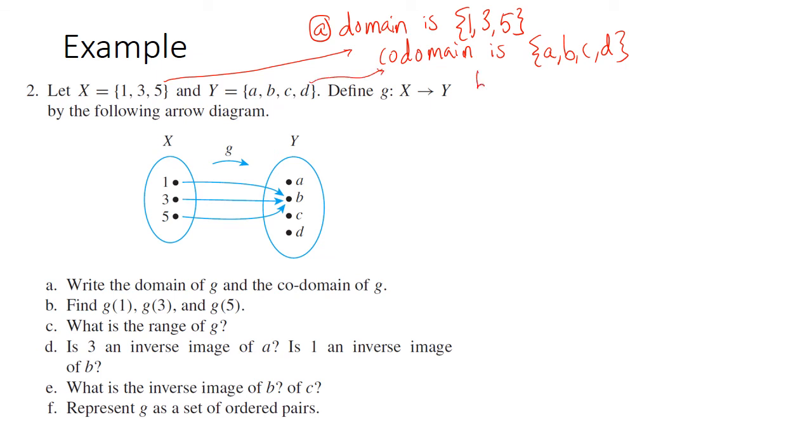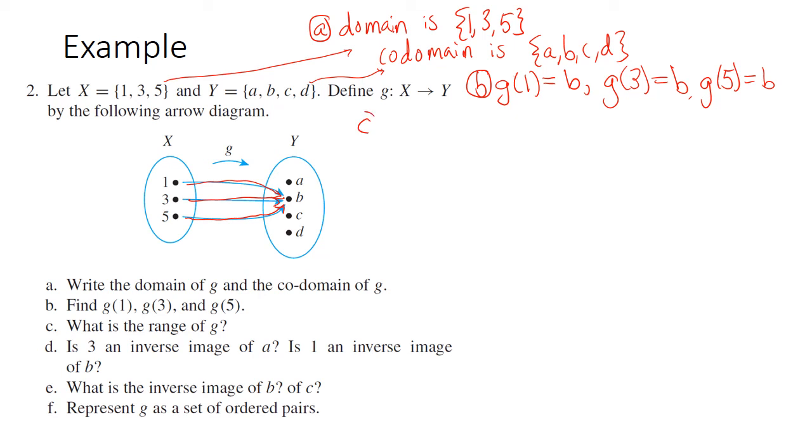So part B, find g of 1, g of 3, and g of 5. All you have to do is just follow the arrows from those elements. So from 1 it goes to B. From 3 the arrow goes to also B. And then from 5 the arrow again goes to B.